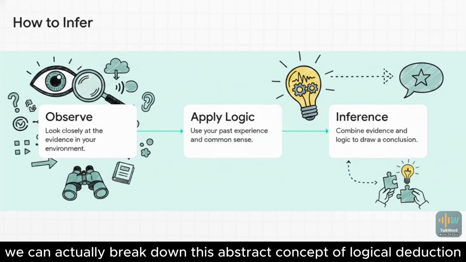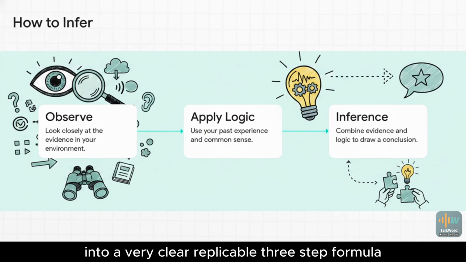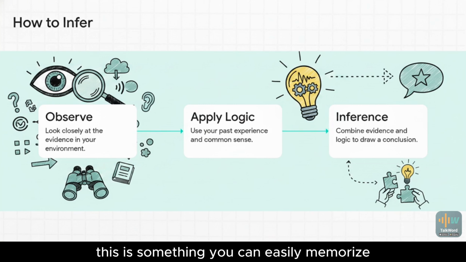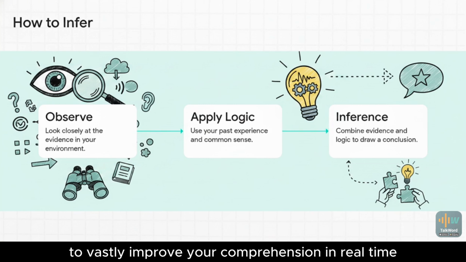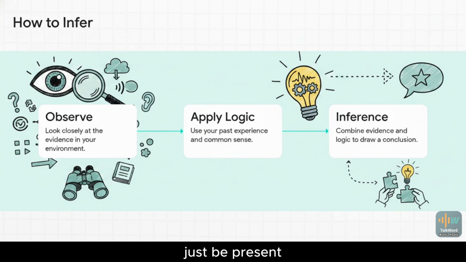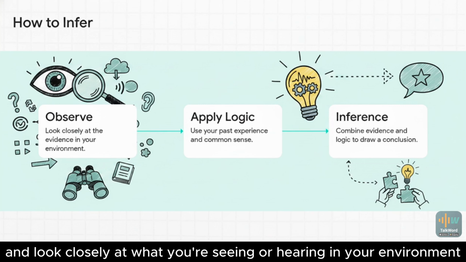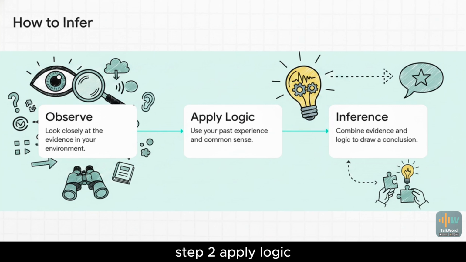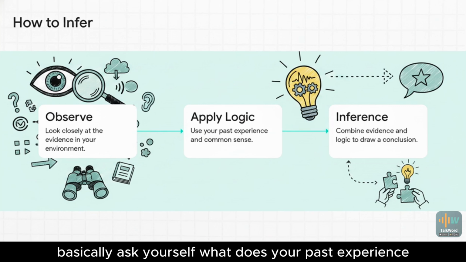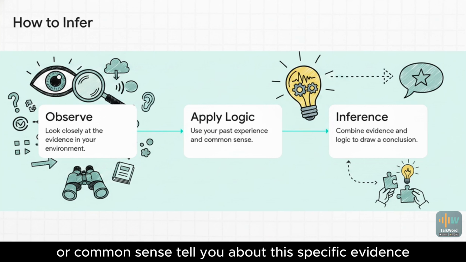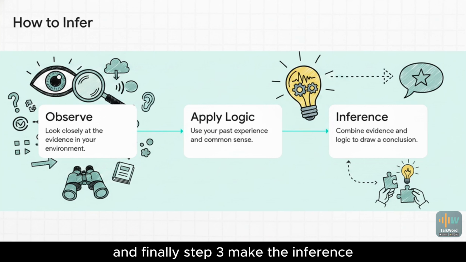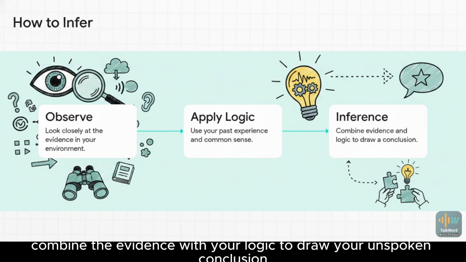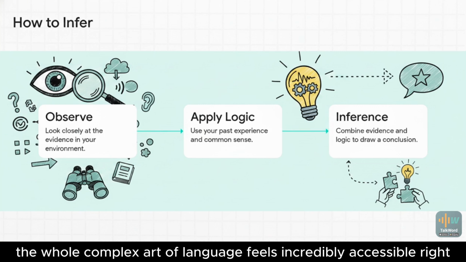And guess what? We can actually break down this abstract concept of logical deduction into a very clear, replicable three-step formula. This is something you can easily memorize and actively apply as a language learner to vastly improve your comprehension in real time. Step 1. Observe the evidence. Just be present and look closely at what you're seeing or hearing in your environment. Step 2. Apply logic. Basically, ask yourself, what does your past experience or common sense tell you about this specific evidence? And finally, step 3. Make the inference. Combine the evidence with your logic to draw your unspoken conclusion. When you break it down like this, the whole complex art of language feels incredibly accessible, right?